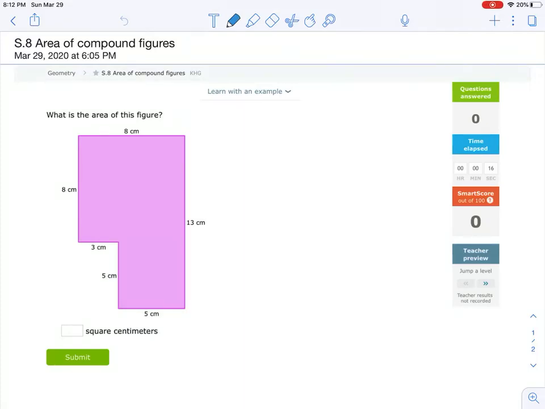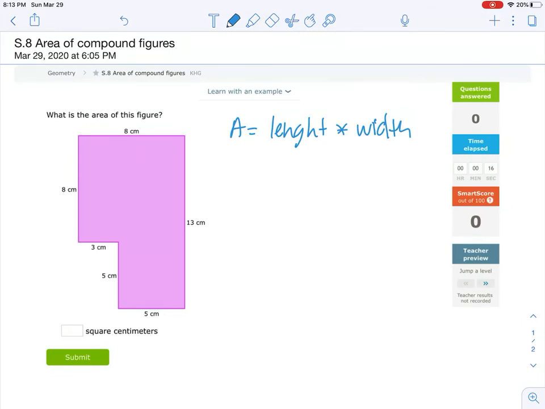So this video is to help you with S.8 area of compound figures. So we see here that we have an oddly shaped figure. We know that if this was a regular square or rectangle, that we could find the area by multiplying length times width. However, this is not a normal shape.